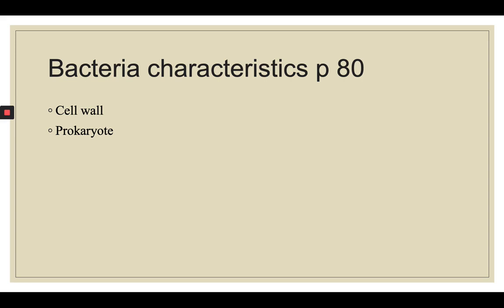Bacteria are also prokaryotes. So prokaryotes means that the bacteria cell does not have a nucleus or organelles. You, as a human, are a eukaryote, which means you have a nucleus and organelles in all your cells. Bacteria are single-celled and they are prokaryotic.